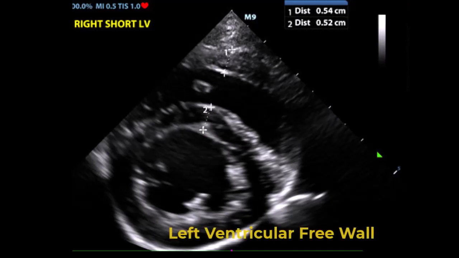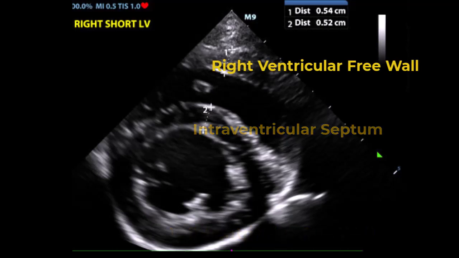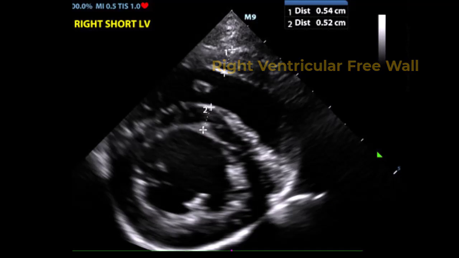Observe the left ventricular free wall, the interventricular septum, and the right ventricular free wall. Note, there are no normal tables of measurement for right ventricular free wall thickness. In general, the right ventricular free wall is about half the thickness of the normal interventricular septum.